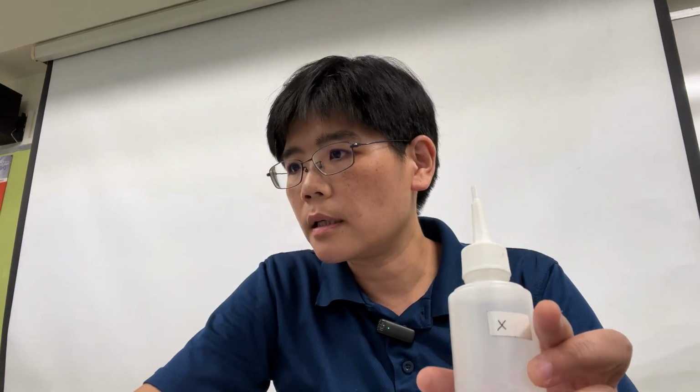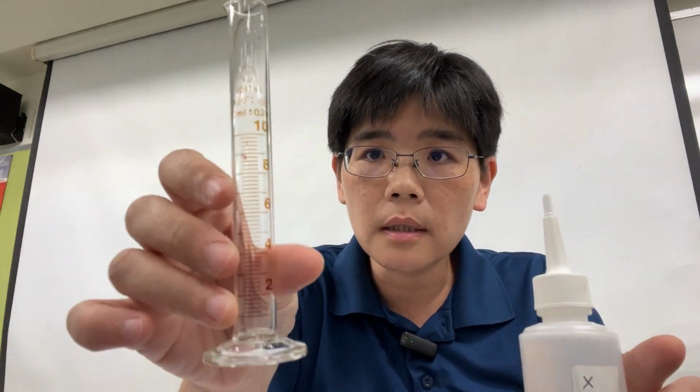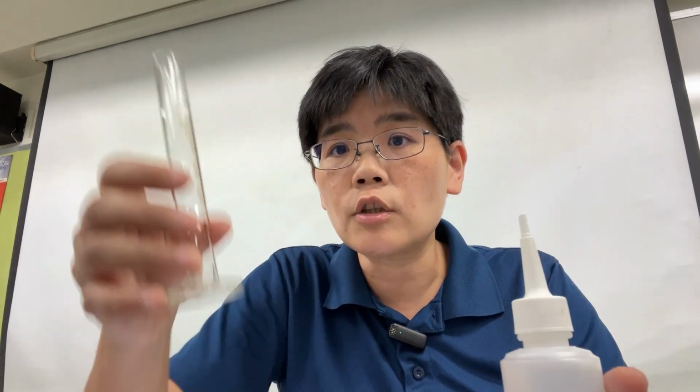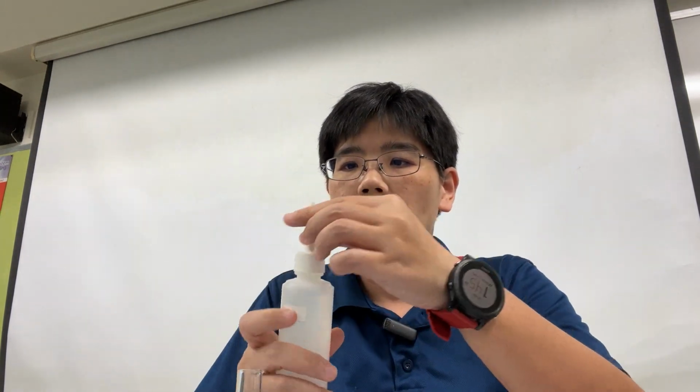Hi, in this video, I'm going to do the 2017 O-Level Science Chemistry practical paper. So I'll begin with part A. It says, use a measuring cylinder to transfer 8 cubic centimeters of solution X into a small beaker. So I have solution X, and I need to use a measuring cylinder and transfer 8 cubic centimeters. So I'm going to do that.